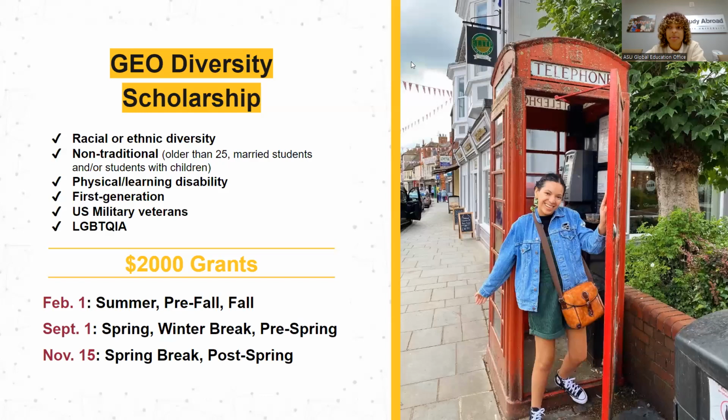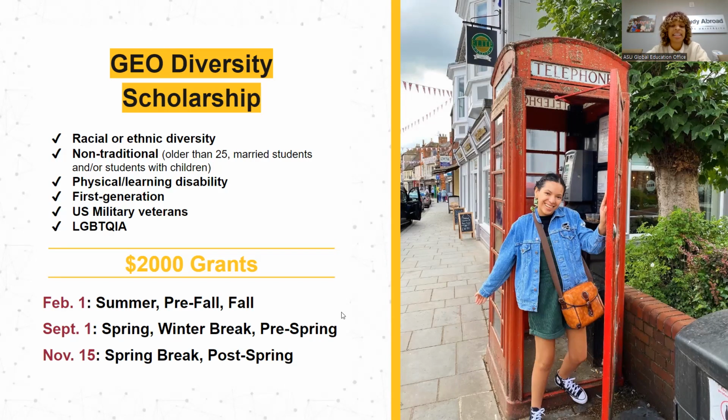The next scholarship that we have is called the GEO Diversity Scholarship, and this is for students with racial or ethnic diversity, students that are non-traditional, so students that are older than 25, married students, and or students with children. If you have a physical or learning disability, if you're first generation, a veteran, or part of the LGBTQIA, and the amount of this scholarship is $2,000 grants.